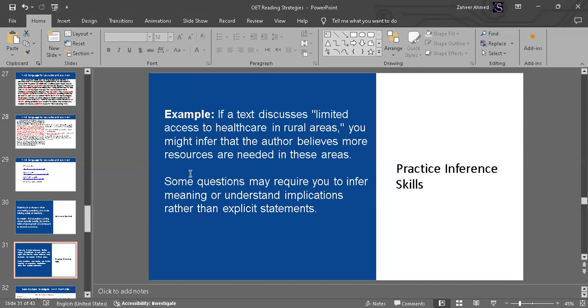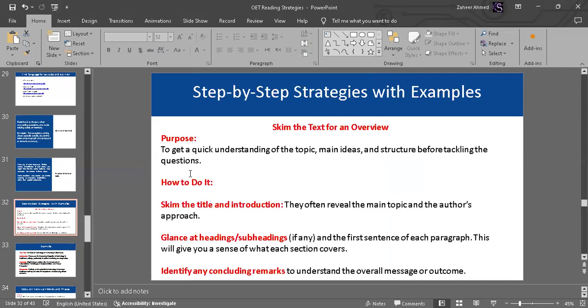If the text discusses limited access to healthcare in rural areas, you might infer the meaning about the author's beliefs: more resources are needed in these areas. So some questions may require you to infer the meaning or understand implications rather than explicit statements. So you need to understand the meaning.